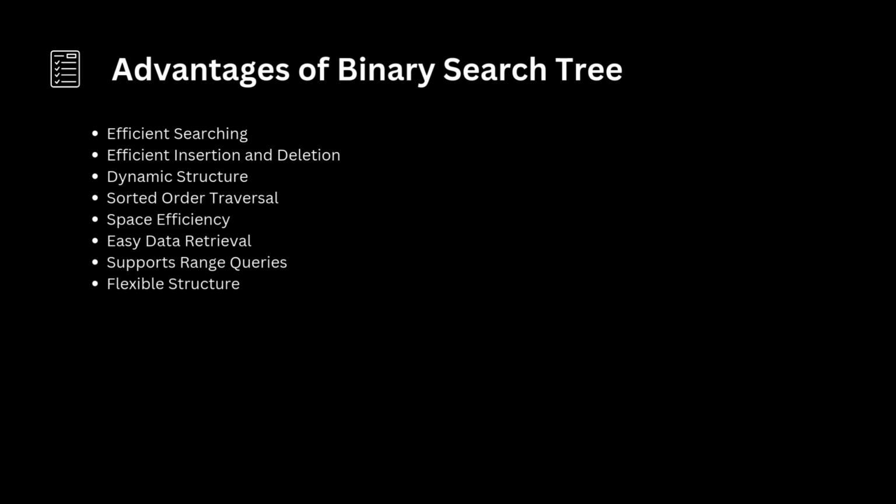The next advantage is flexible structure. Variants of binary search trees like AVL trees and red black trees maintain balance, ensuring efficient performance even when data is added in a way that could otherwise make the tree unbalanced.